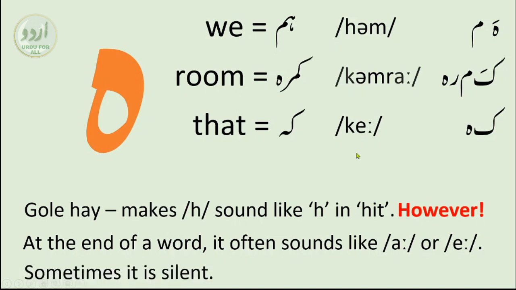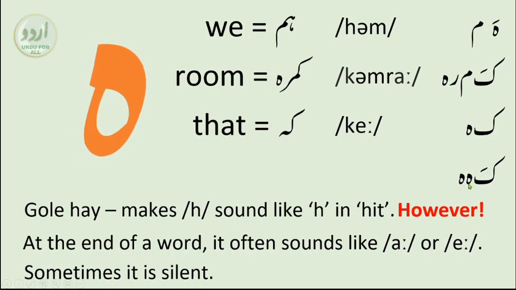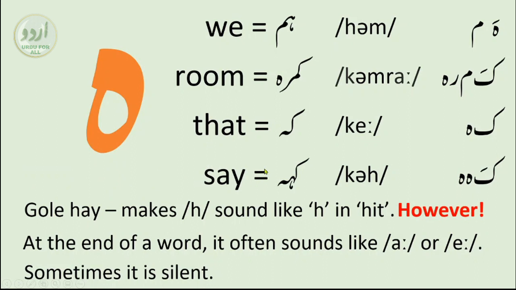Now, sometimes this gol hai confuses you even further. So look at this word now. Here we've got two gol hais. Kaf, k, zabar, a. First gol hai gives you h sound, and second gol hai is silent. So that says keh. So if you take this gol hai off, still it's going to be k, h, keh. Now keh means say.